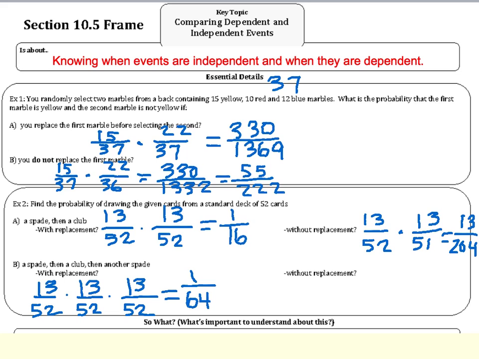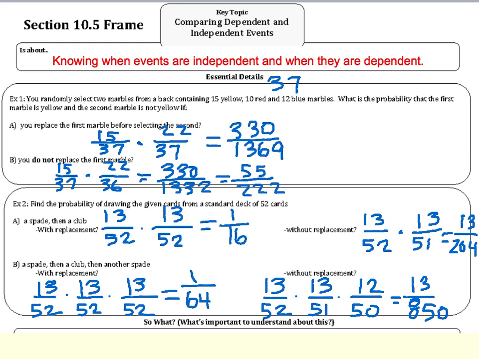If I then do this without replacement, I still have 3 different things happening, so I need 3 fractions. My first time I'm going to have 52 cards, then I'm going to have 51, and then the third draw I'm only going to have 50 cards left. So if I first want a spade, I have 13 spades. If I want a club, then I have 13 clubs. And then if I want a spade again, now I only have 12 spades because I drew one the first time. Multiplying, reducing, you get 13 out of 850.